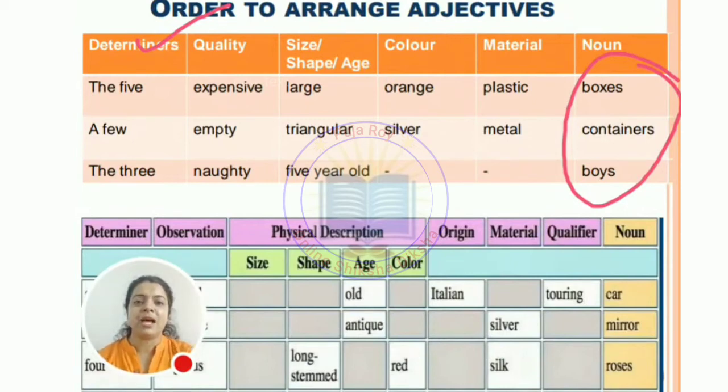The first example we have is: a few empty triangular silver metal containers.